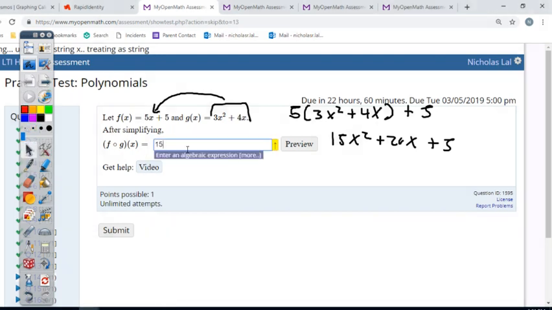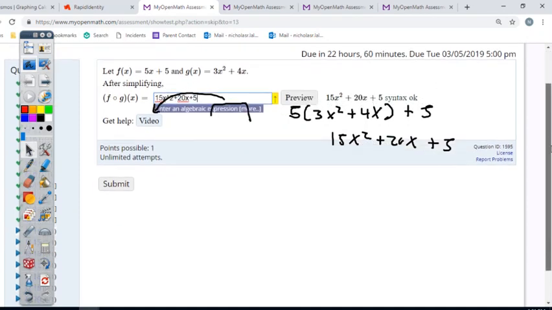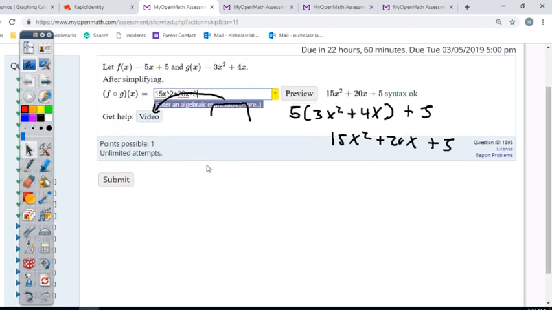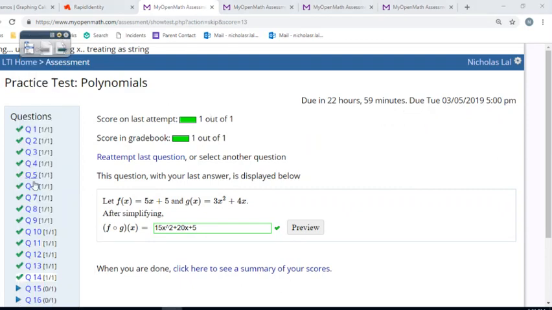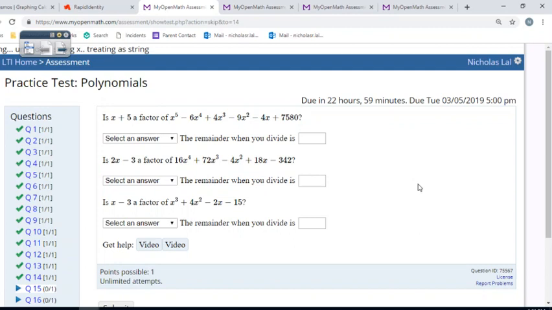This is equal to 15x squared plus 20x plus 5. 15x squared plus 20x plus 5 matches up. Hit submit. Got it right. Clear annotations and move on. Question 15. All right. We need to find our factors. Okay. Is x plus 5 a factor of x to the 5th minus 6x to the 4th plus 4x cubed minus 9x squared minus 4x plus 7580?